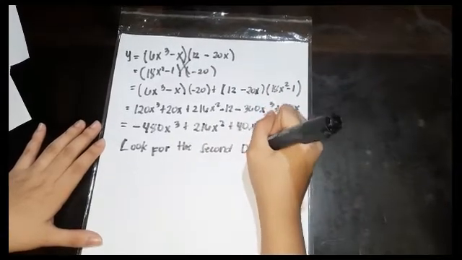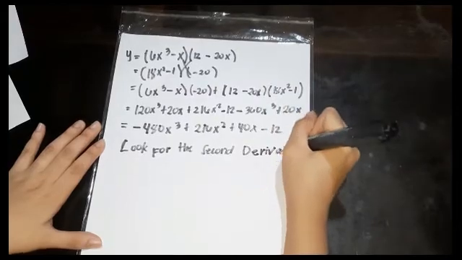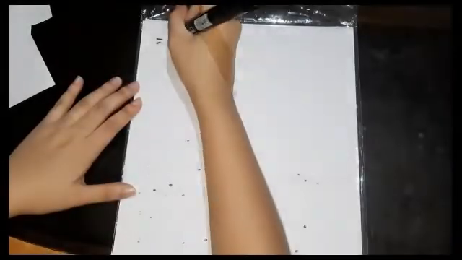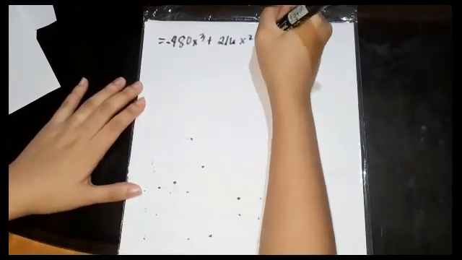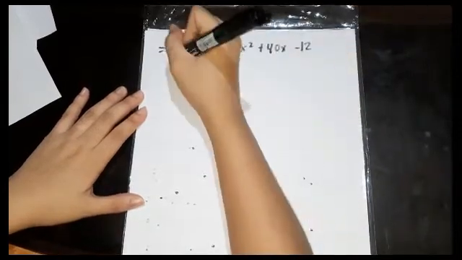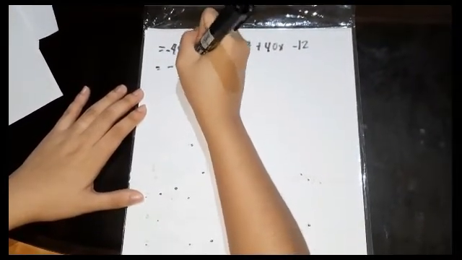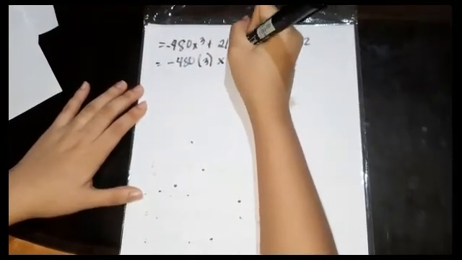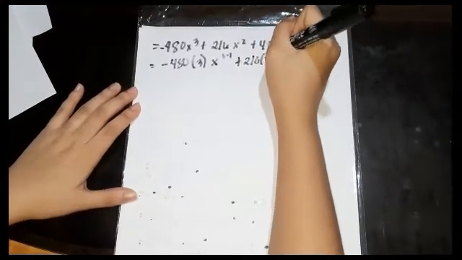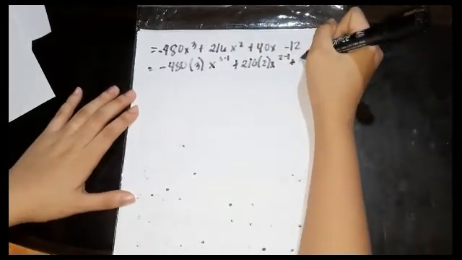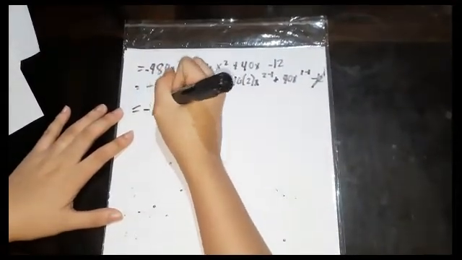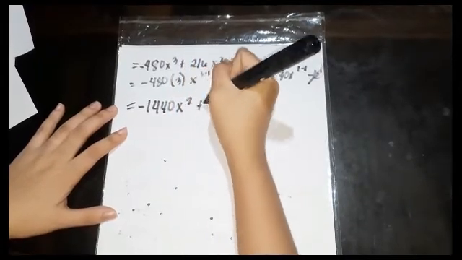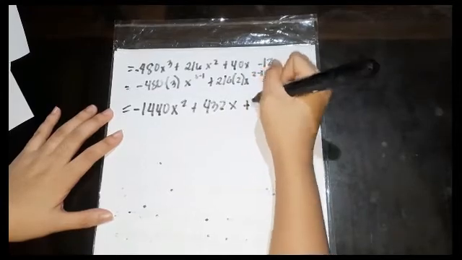After we're done, we're going to look for the second derivative. Copy the answer of the first derivative and derive it again. And this is how you find the second derivative.